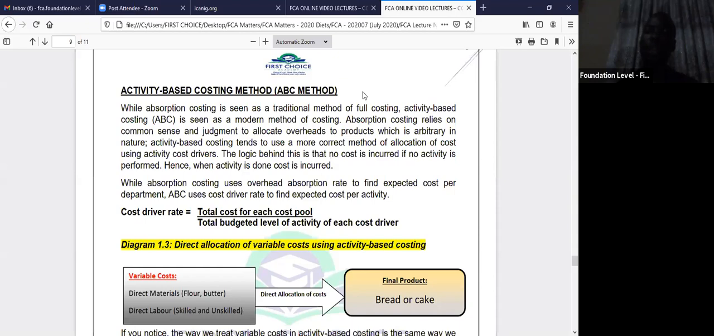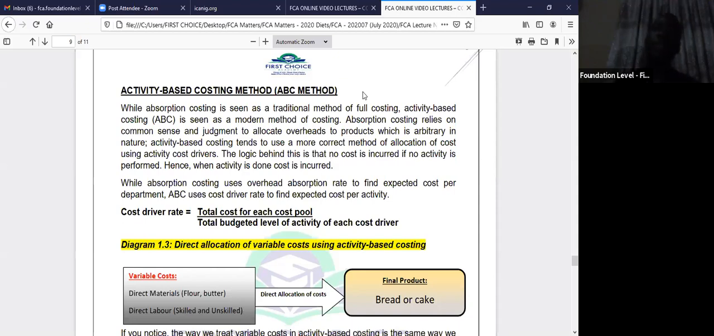The only reason why we will incur costs is when FCA has a teacher that teaches, and so it has incurred costs. All right? So cost is incurred when activities are done. So that is why it is called activity-based costing. Now, when we are doing absorption costing, we use overhead absorption rates. But when we are using cost drivers, we will change that notion to call it cost driver rates. The formula is the same.